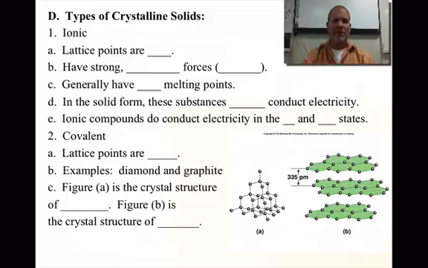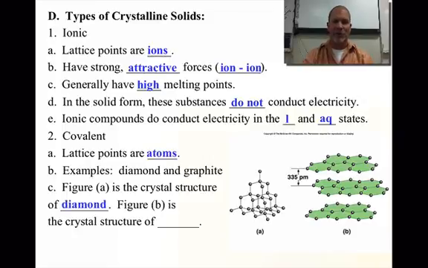Let me go into the types of crystalline solid. The first is that of ionic. Its lattice points are the ions. They have strong attractive forces. It's an ion-ion intermolecular force. Therefore, they generally have a high melting point. They, as solids, do not conduct electricity. However, in a liquid state or aqueous state, they will conduct electricity.